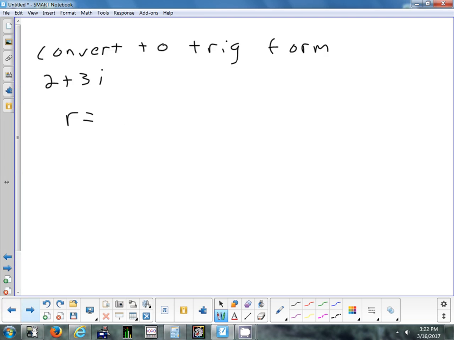Square root of 13, because you have 4 plus 9. You're just doing the Pythagorean theorem on a triangle that looks something like this. The way I drew it, I'm in quadrant 1. So what's the formula for theta? Inverse tangent of 3 over 2.